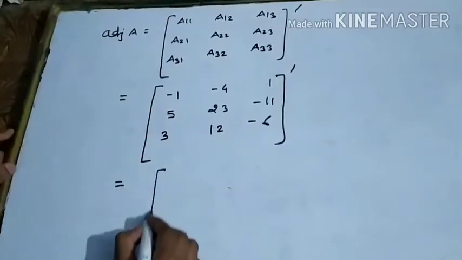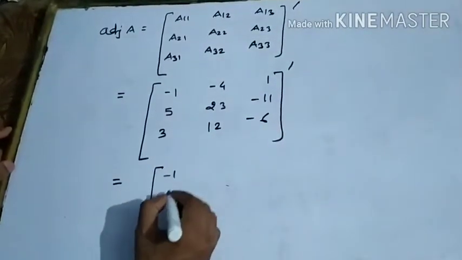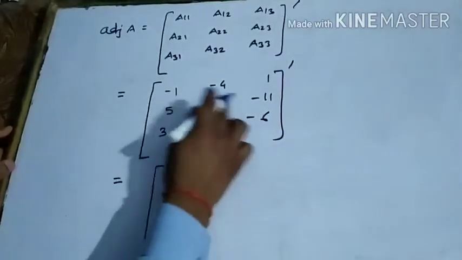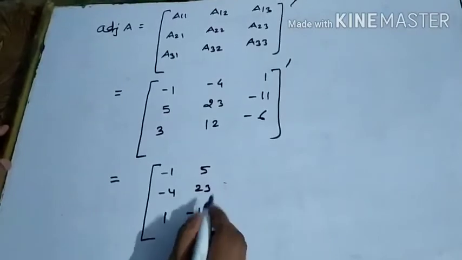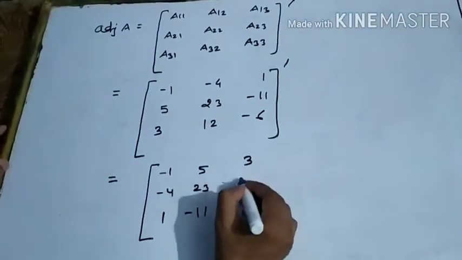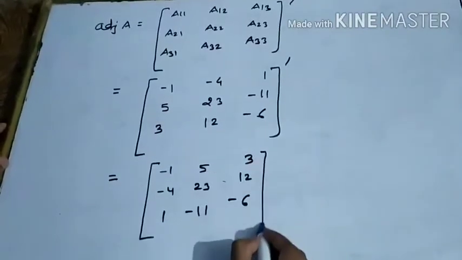This is equal to, when you are taking the transpose, then first row becomes first column. So here minus 1, minus 4, 1, then second row becomes second column, 5, 23, minus 11, then third row becomes third column, means 3 and 12, and here this is the minus 6.